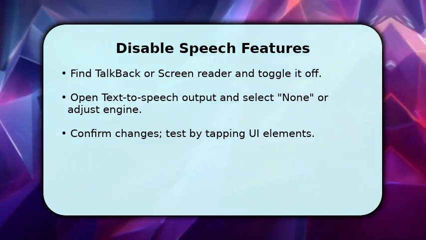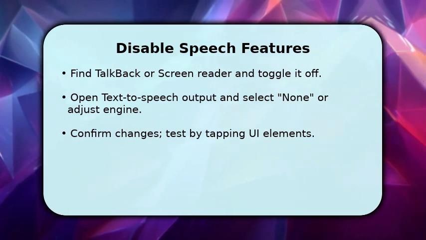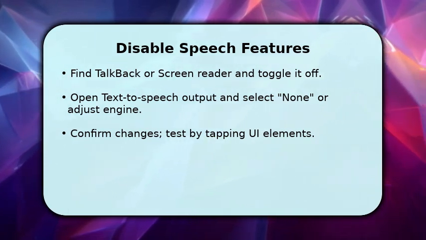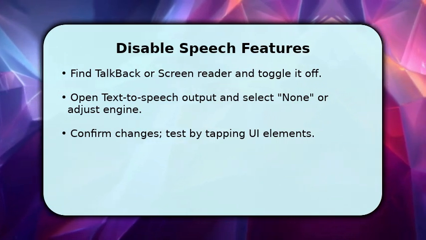Next, tap Text-to-Speech output to check the engine and voice settings. Select None or choose an inactive engine to stop speech. Make sure to confirm any prompts.